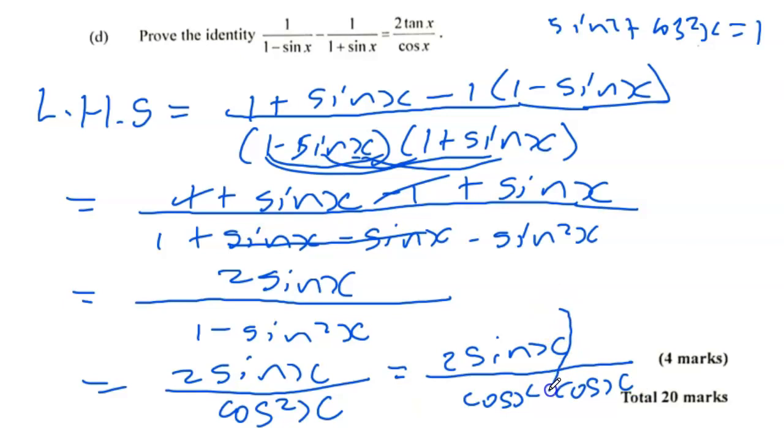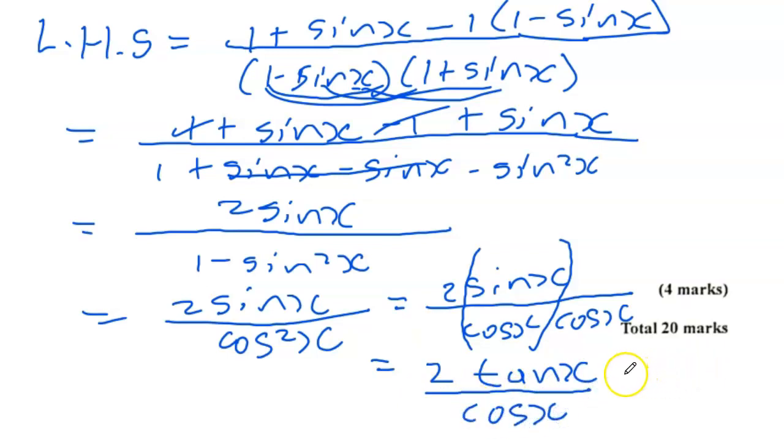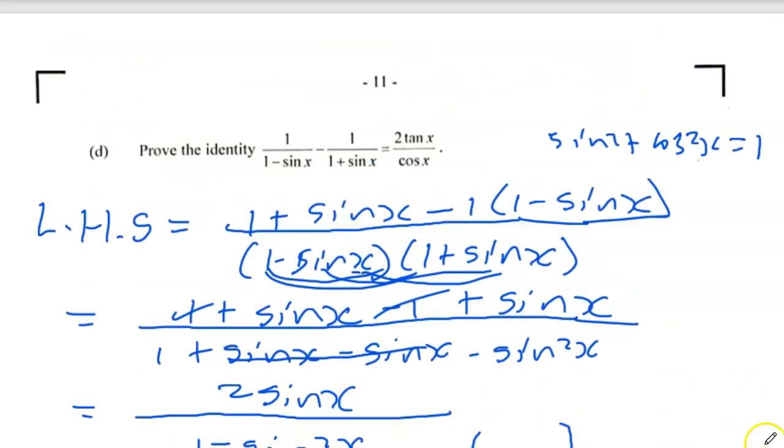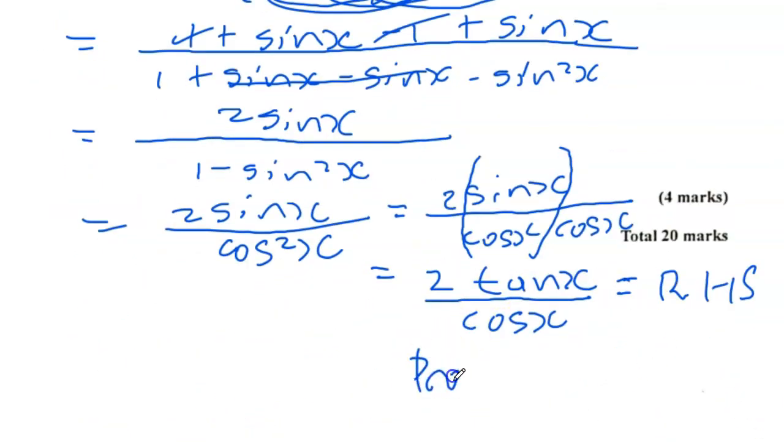Now we know that sine x over cos x is tan x. So this is equal to 2 times tan x. And of course, we'll still have a cos x in the denominator. And this is exactly what's on the right hand side: 2 tan x over cos x. So we have just completed the proof.